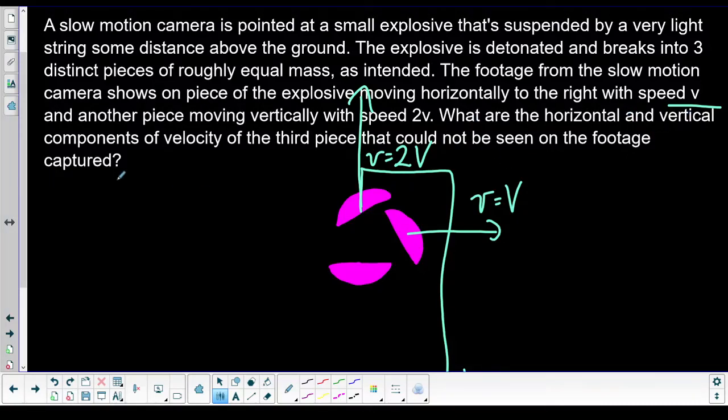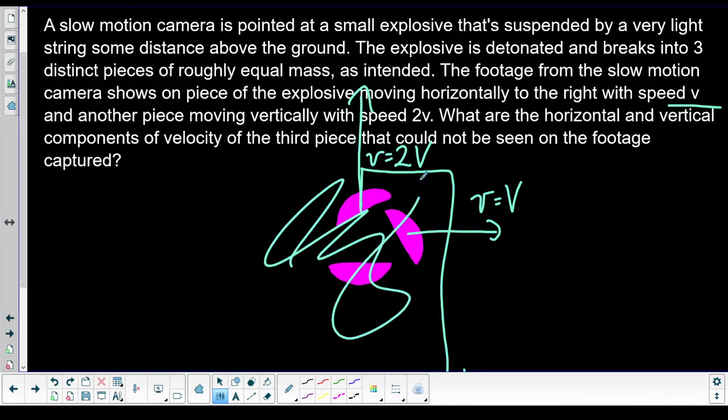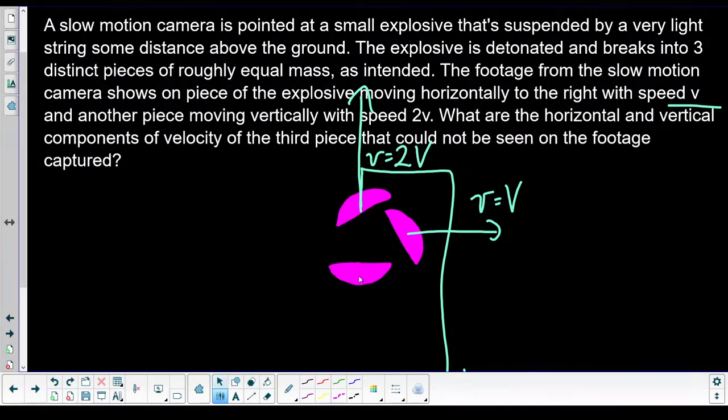What are the horizontal and vertical components of the velocity of the third piece that could not be seen on the footage? So there's an explosion and we couldn't see this piece here. It was hidden by the smoke and the flames and all that stuff. We didn't see it on camera. How fast was it going and what direction, right?